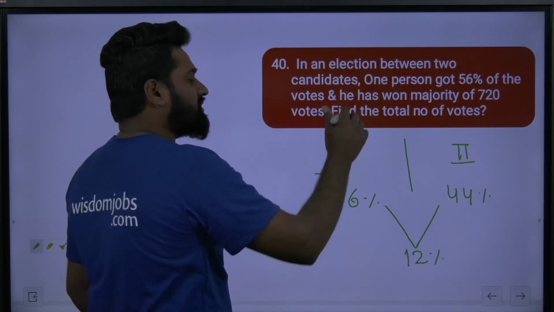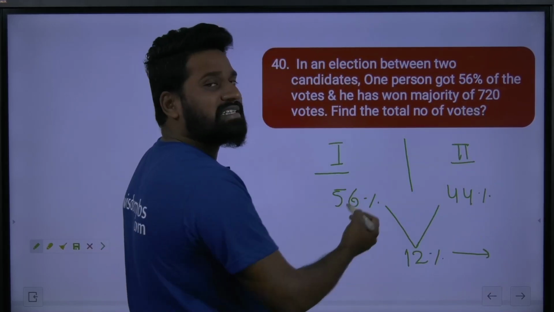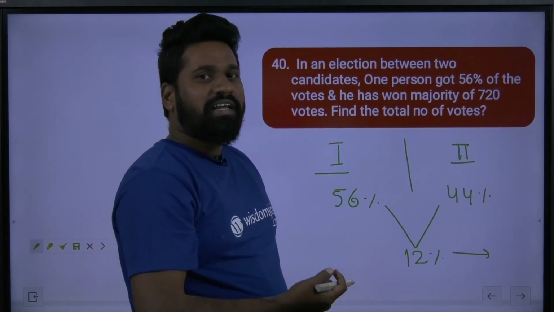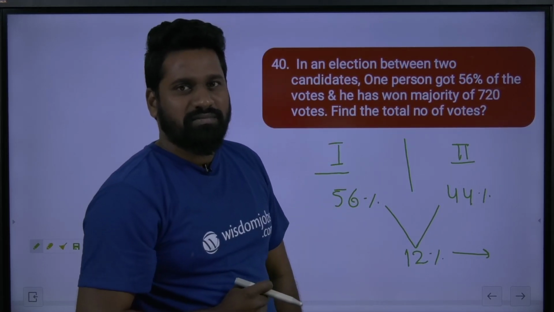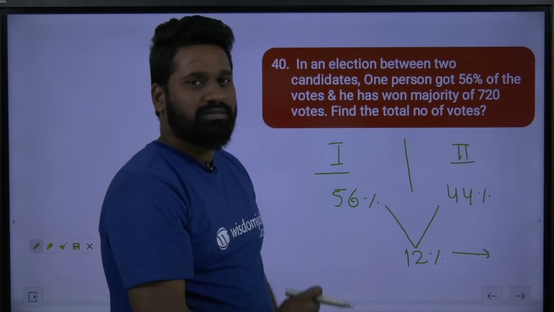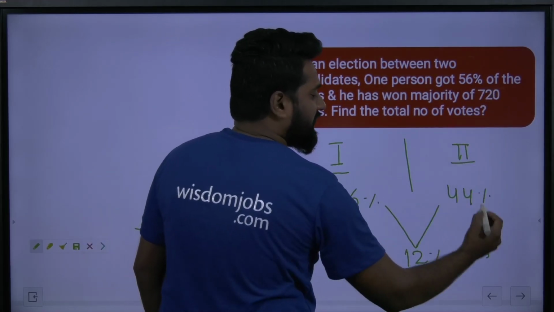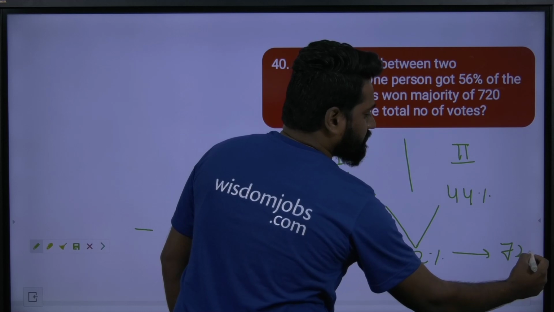In terms of votes, it is nothing but the majority that is given. Just now we discussed, majority or less or more indicates the difference between the two cases. Here, the difference between the two persons. So 12% indicates these 720 votes.